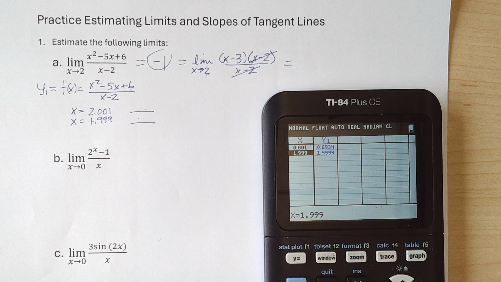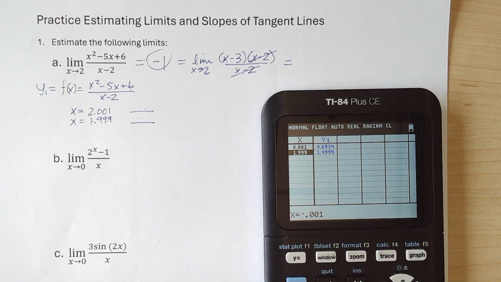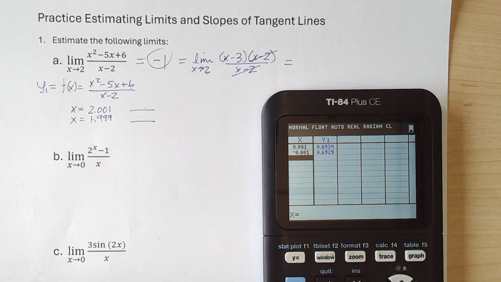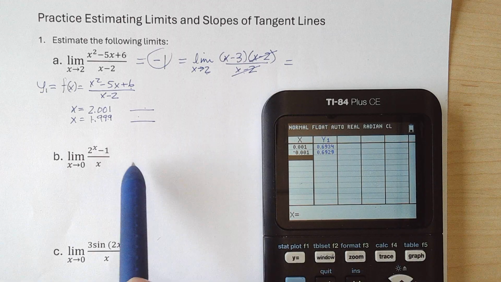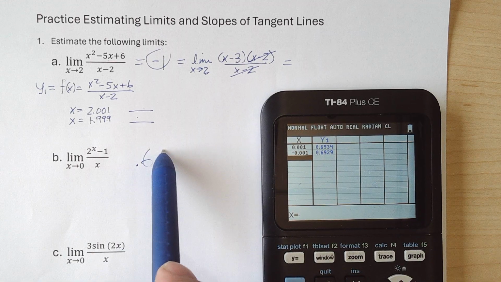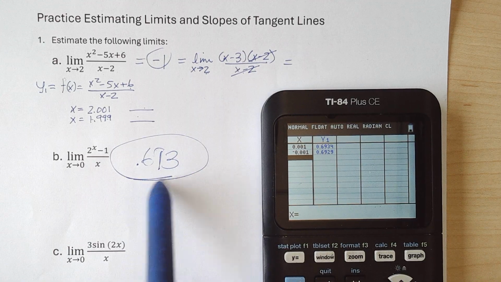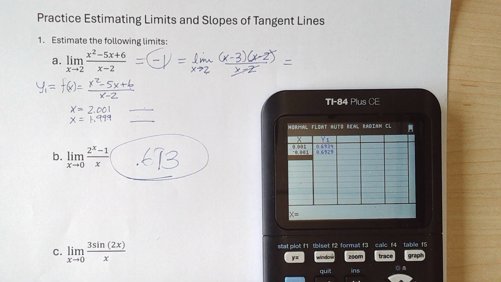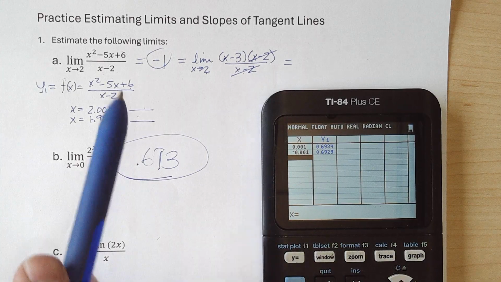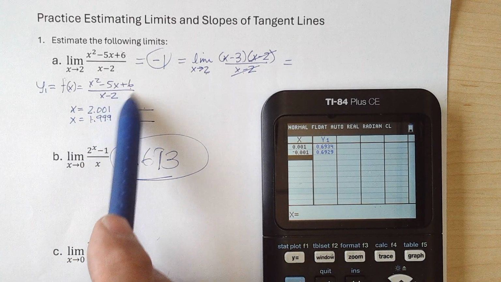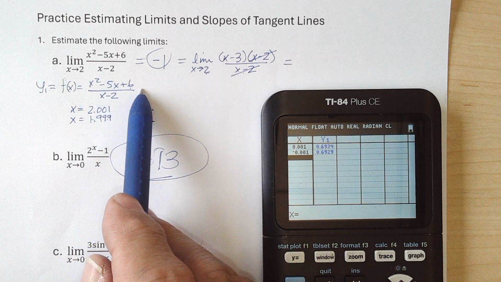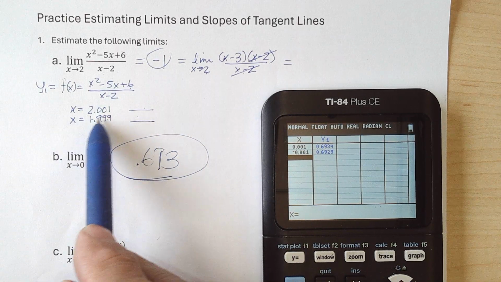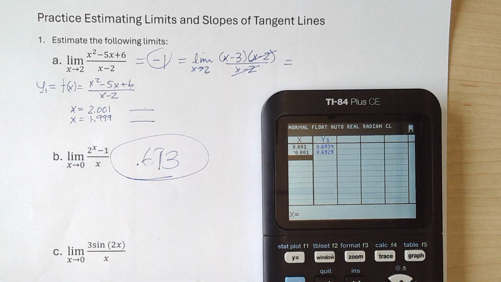And minus 0.001. Those are both pretty close to 0, and I'm getting numbers that look like it's going to be 0.693-ish. Okay? On Desmos, if you write the equation in, then you click on the gear to make a table for it, and then you can type in these numbers and get the values.